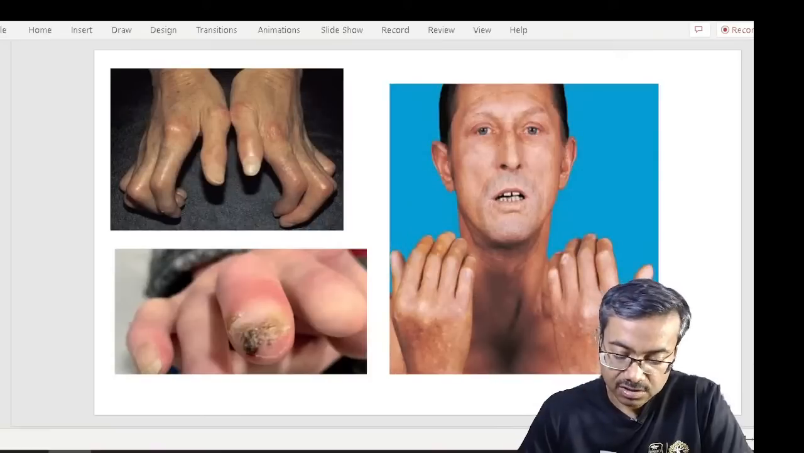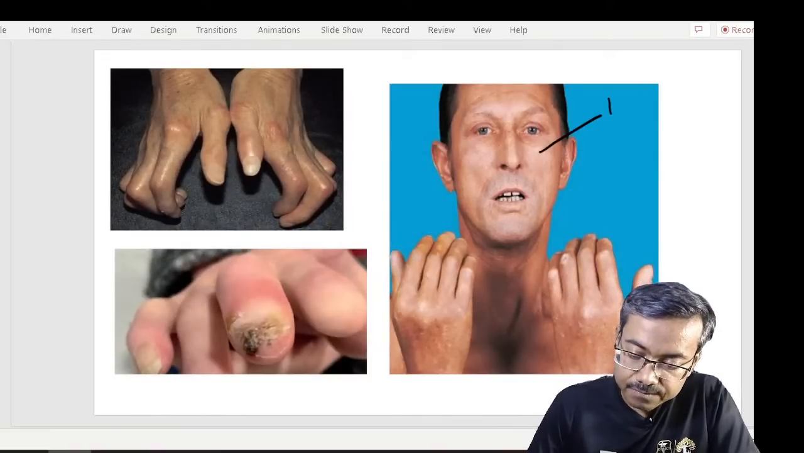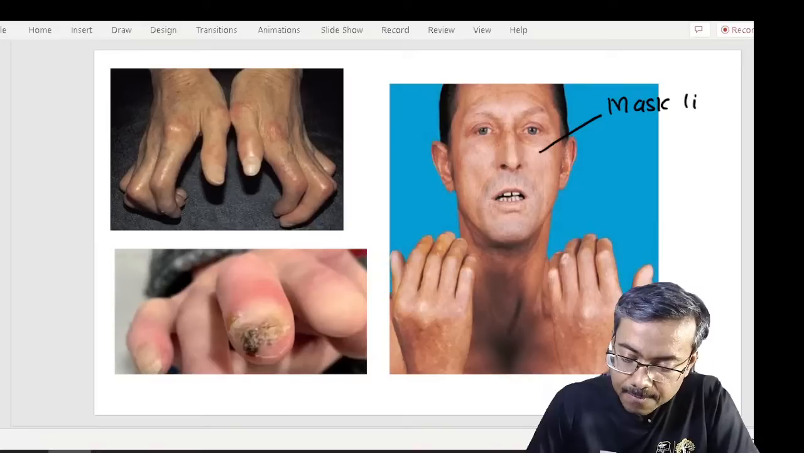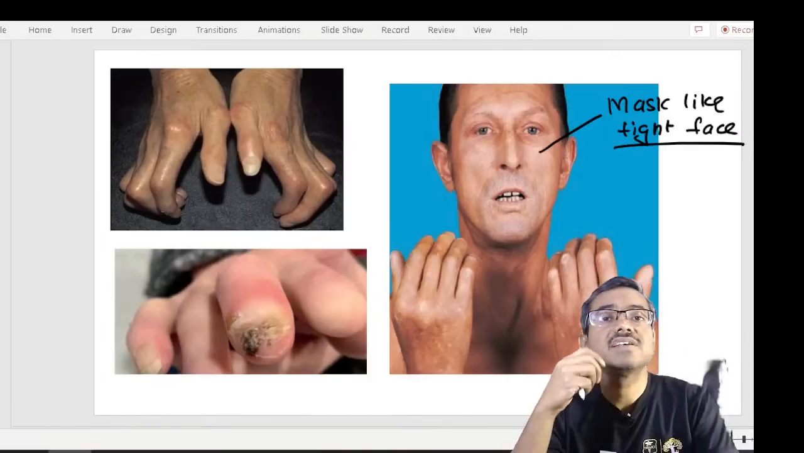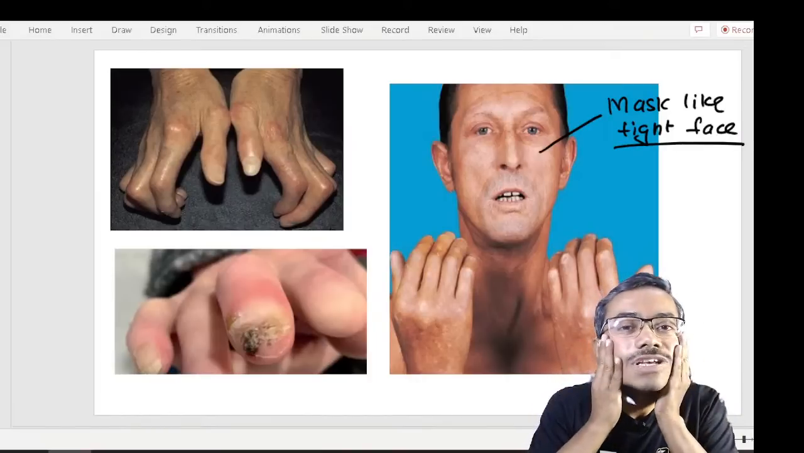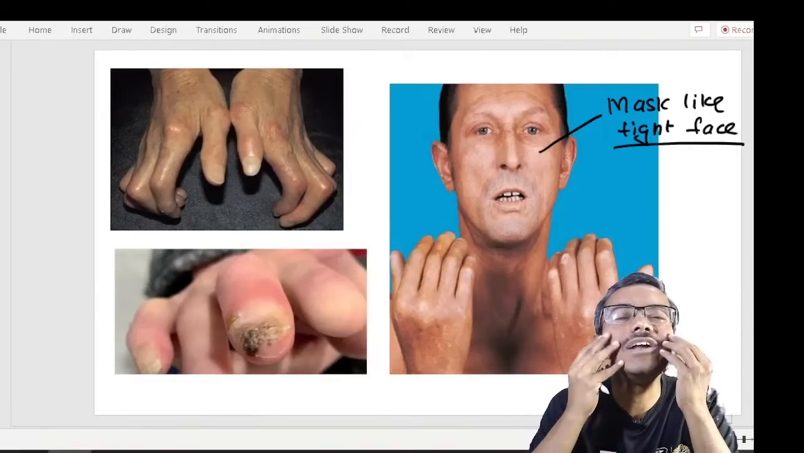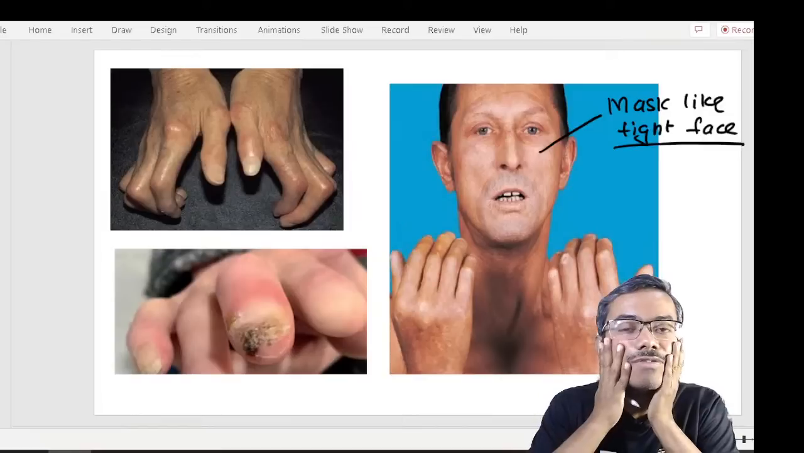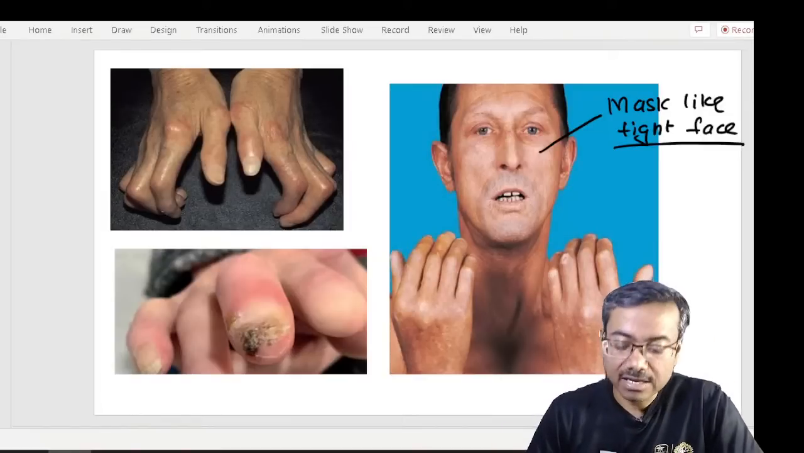Just to show you some other features of systemic sclerosis, usually we call it a mask-like face. Why mask-like? Tight face. The muscle is not the problem. The reason you cannot make expressions is that the skin is so tightened. You need loose skin to make your expression. To smile, you need loose skin. If your skin is tight, you can't even smile. You can't even raise your eyebrows. So it's a very tight, mask-like face.